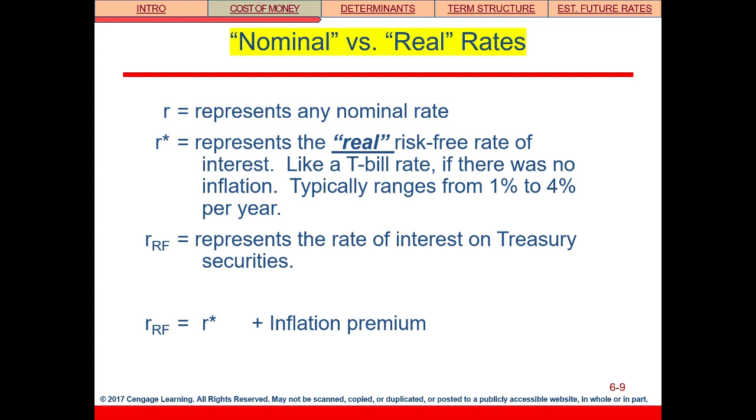And then the third one is RF. What does RF mean? It means risk-free. So this represents the rate of interest on treasury securities, because all treasury securities are risk-free. And then RF is equal to R star plus the inflation premium. Because R star doesn't consider the inflation premium, R star plus the inflation premium would be equal to the risk-free interest rate, RRF.